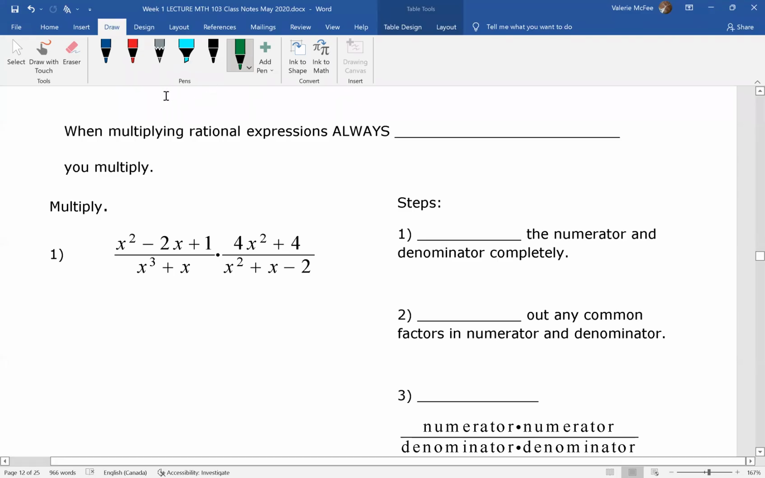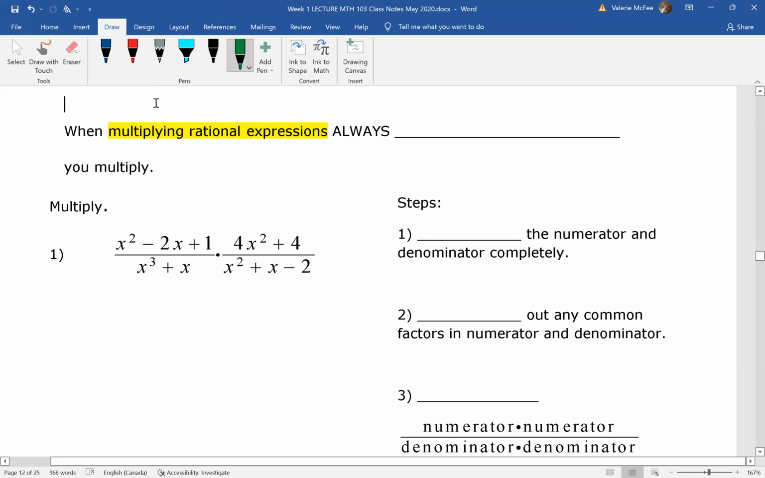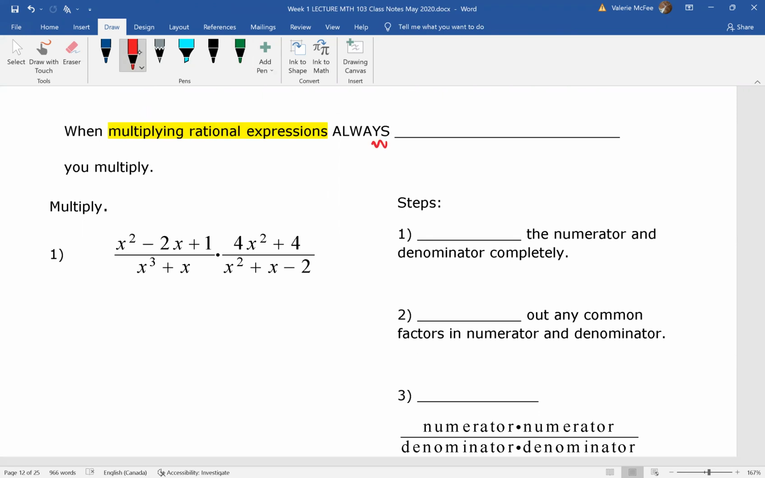In this lecture, we want to review multiplying rational expressions. Multiplying rational expressions is really about simplifying, and I want you to remember to always simplify before you multiply.